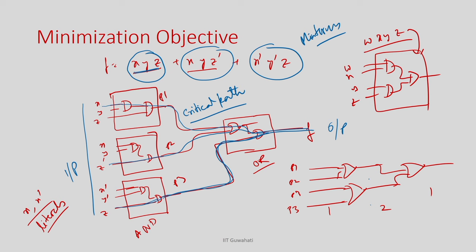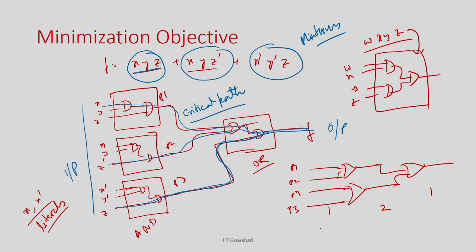So the first thing is that you reduce the literals. The literals contribute to the AND gates. If you have fewer literals, your number of AND gates will be less, hence your design has less area. Similarly, you also want to reduce the number of product terms, or the min terms. If the number of product terms is more, you need more OR gates, right? When there are 4 product terms, I need 3 OR gates. If there are 3 product terms, I need 2 OR gates.